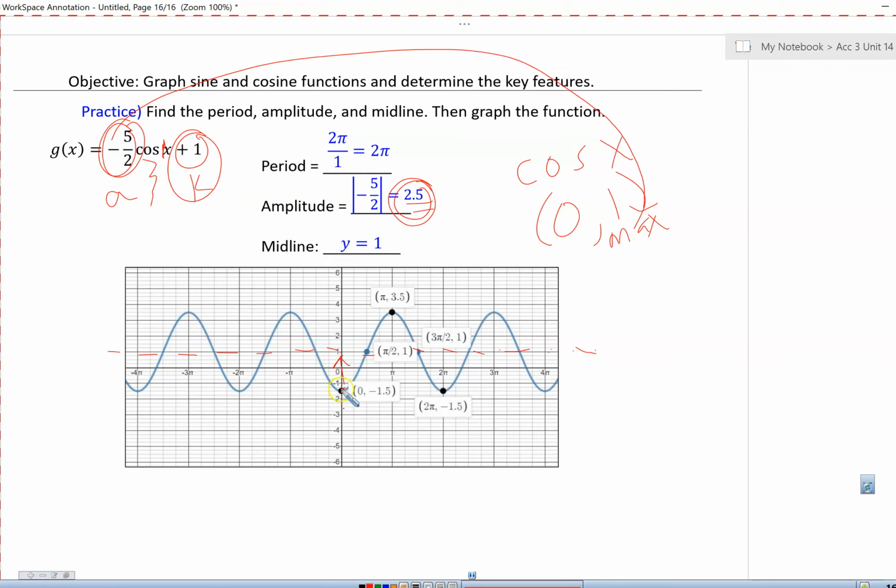Then remember, because your period is 2 pi, 2 pi radians later, you'll have another point of that type, which is a minimum. For cosine, halfway between two minimums is a maximum. And also for cosine, halfway between two maximums is a minimum. And then halfway between a maximum and a minimum is a midline point. And then you can draw in your curve and extend it.